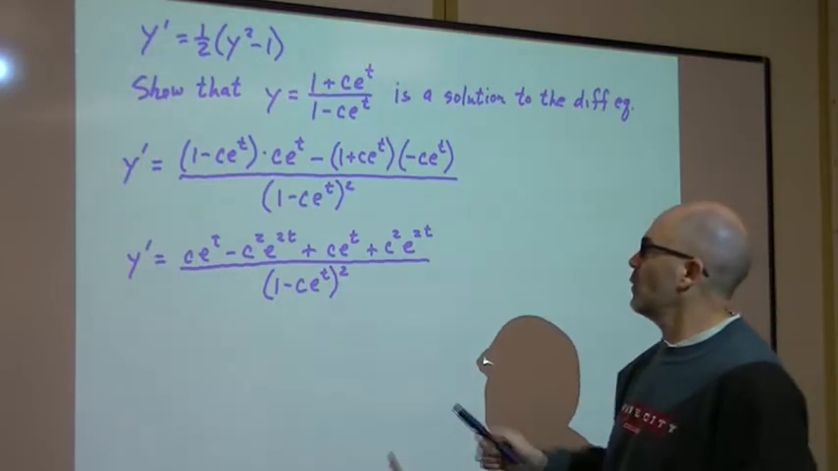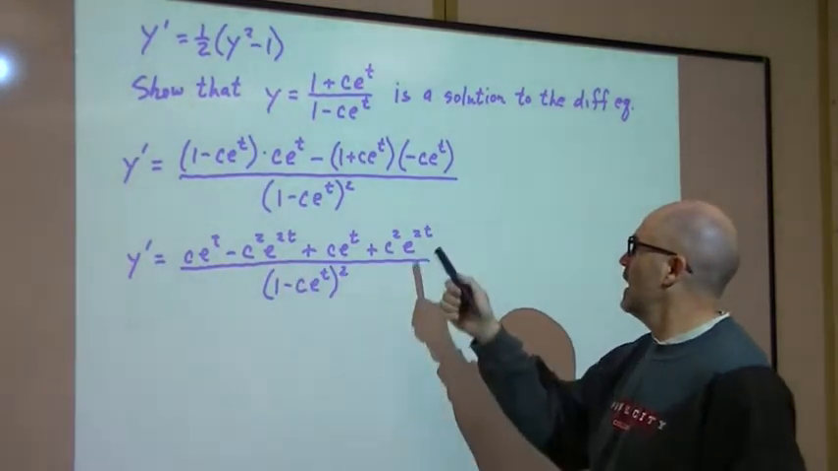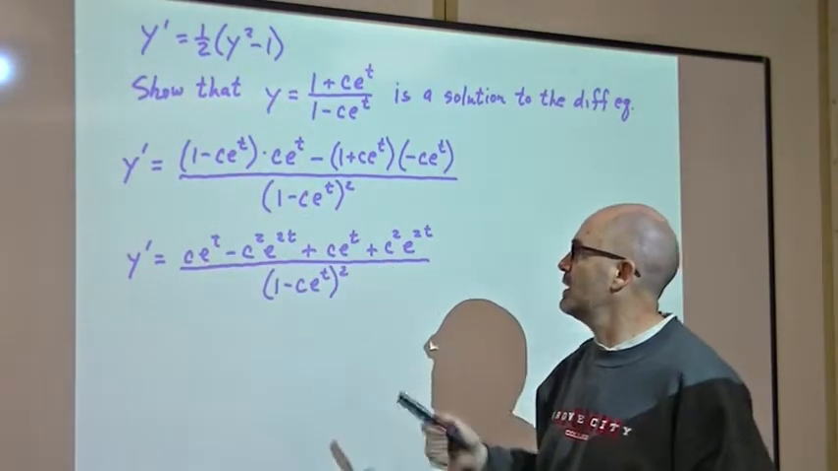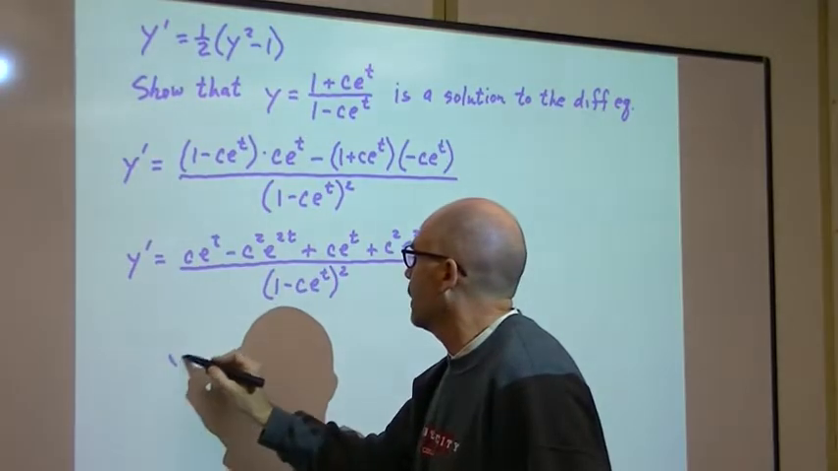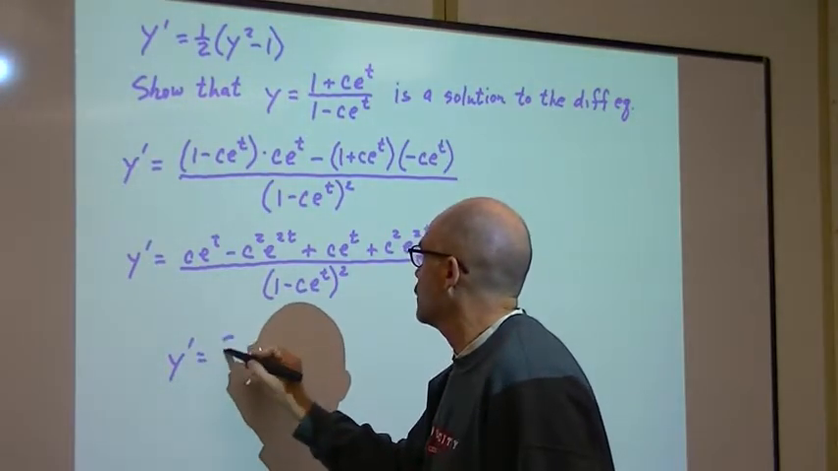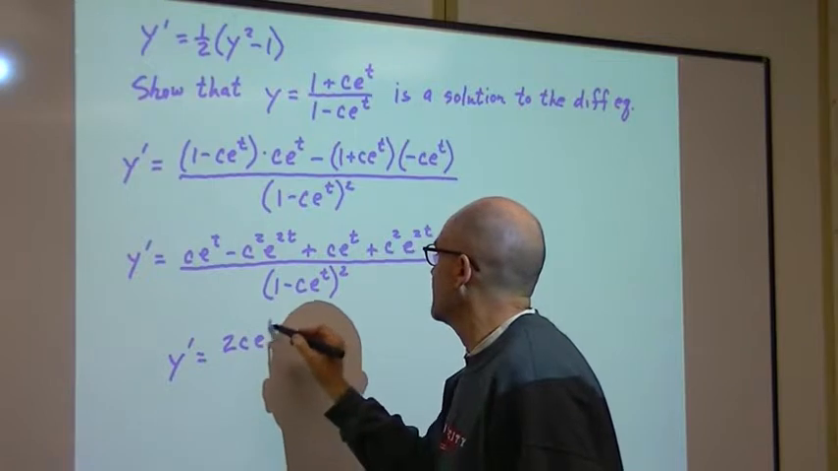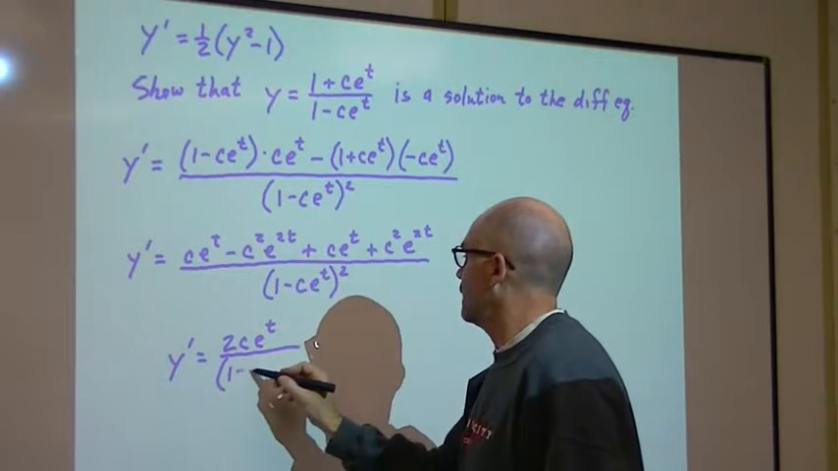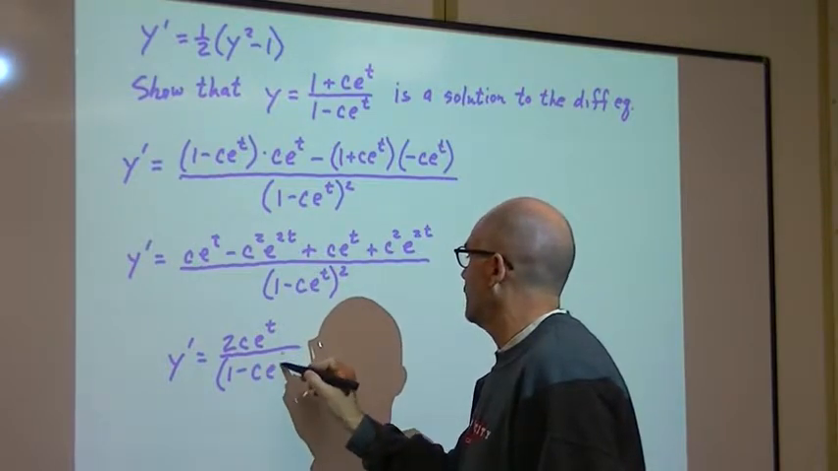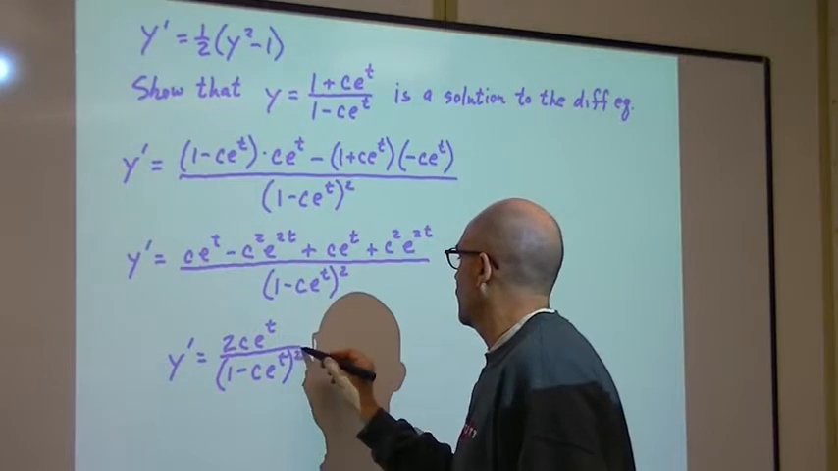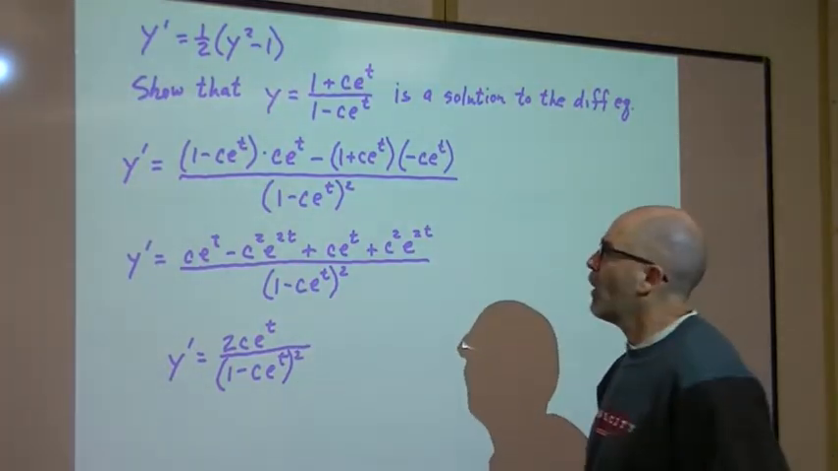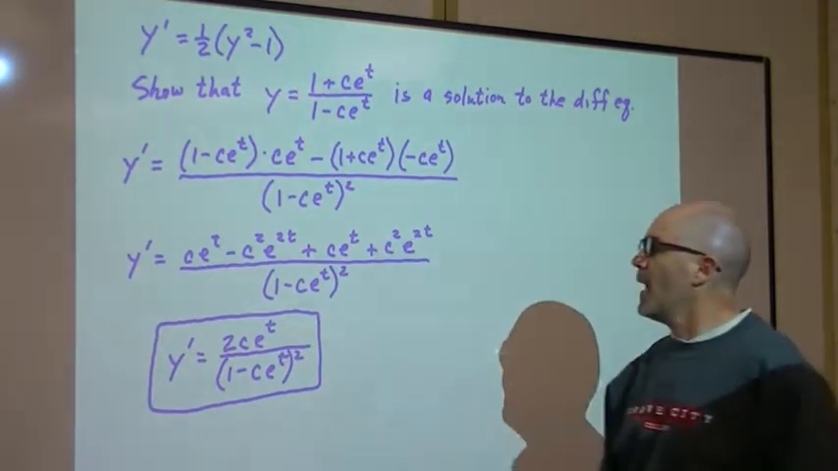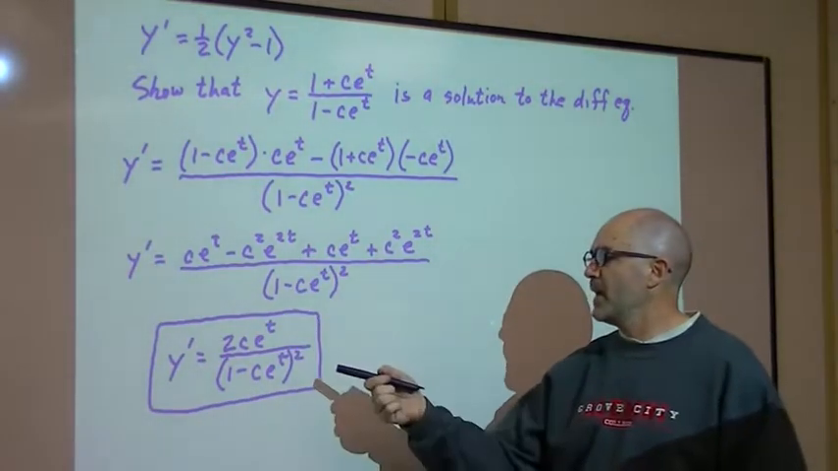So you can see that we've got a minus c squared e to the 2t and a plus c squared e to the 2t. And then I've got a ce to the t plus ce to the t. So I end up with y prime equals 2 ce to the t over 1 minus ce to the t quantity squared. All right. That's what y prime is with respect to t.